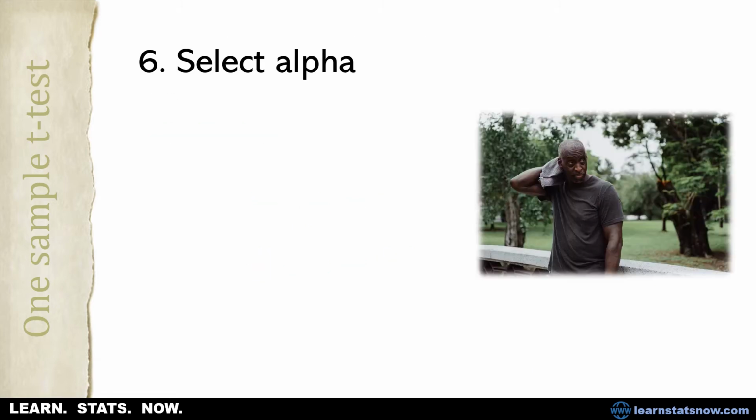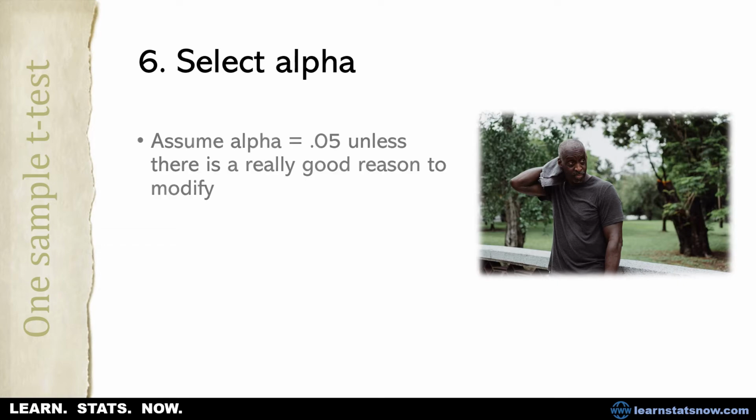Okay, look at this. We're already up to step 6. We're making good time. So now we have to select alpha, and we're going to generally assume that alpha should be 0.05. That's the custom, unless there's a really good reason to modify that. And sometimes there are good reasons. Sometimes you really don't want to have a false alarm, or sometimes you really don't want to have a miss. It all comes down to type 1, type 2 errors. But in this case, there's no compelling reason to change alpha, so we're just going to select 0.05. So that's the size of the region of rejection, the critical region.